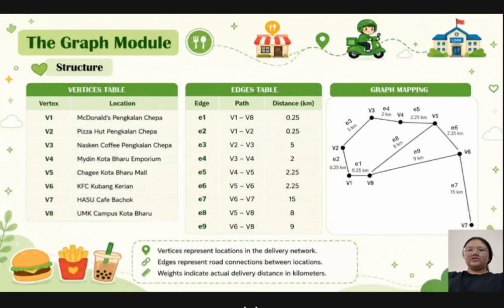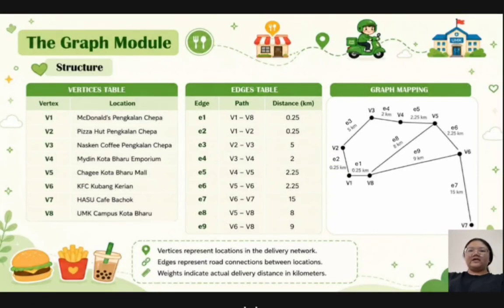Moving further, HE3 connects V2 and V3 with a distance of 5 kilometers, while HE4 connects V3 and V4 with a distance of 2 kilometers. Next, HE5 connects V4 and V5 with a distance of 2.25 kilometers, and HE6 connects V5 and V6 with the same distance of 2.25 kilometers. The longest path in this graph is HE7, which connects V6 and V7 with a distance of 50 kilometers.